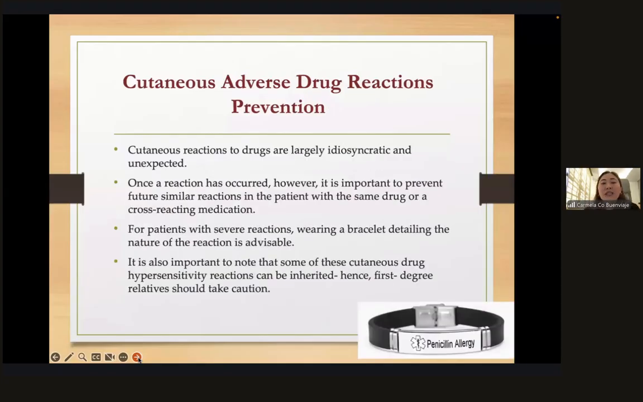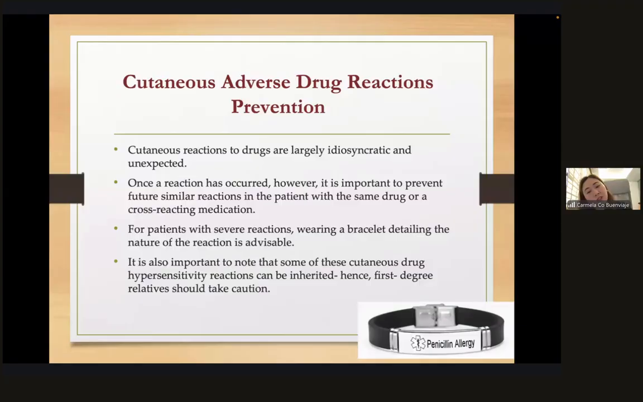Okay, so for prevention, cutaneous reactions to drugs are largely idiosyncratic and unexpected. Once a reaction has already occurred, however, it is important to prevent future similar reactions in the patient with the same drug or any cross-reacting medication. For patients with severe reactions, it's advisable for them to wear a bracelet detailing the nature of the reaction, for example, indicating penicillin allergy.